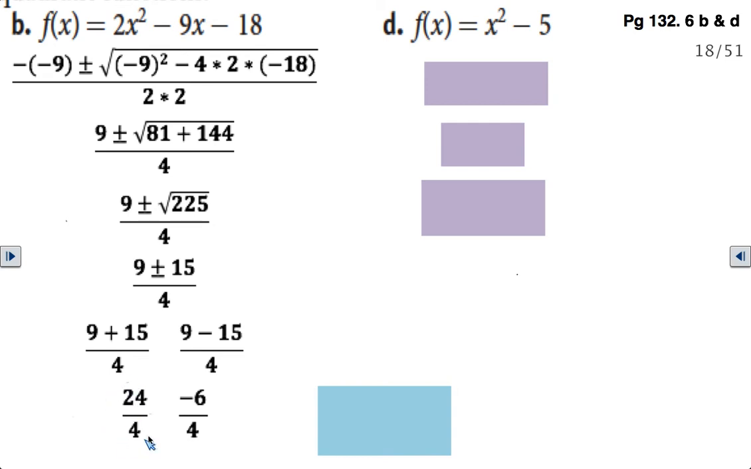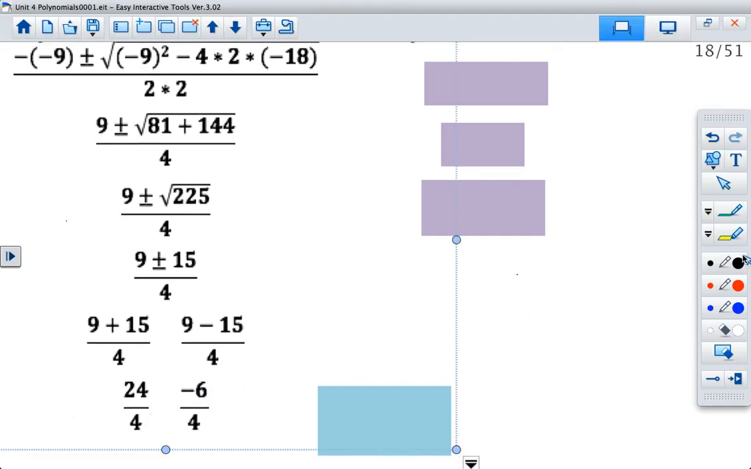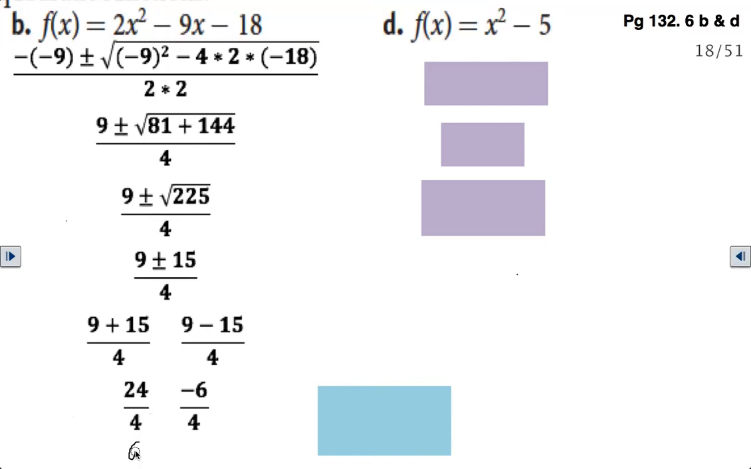You can go ahead and simplify these further. Let me see if I went ahead and simplified them. Let me see. No, I didn't. You can simplify this further. 24 divided by 4 just gives you 6, and negative 6 divided by 4 gives you negative 3 over 2. Let me see if I can do a better 3. There's my 3 divided by 2.